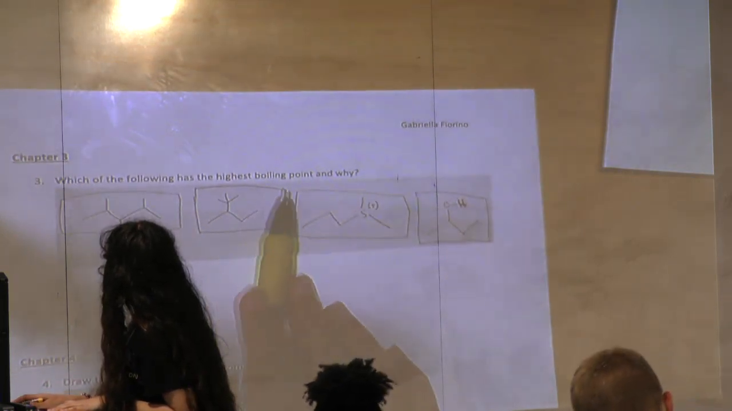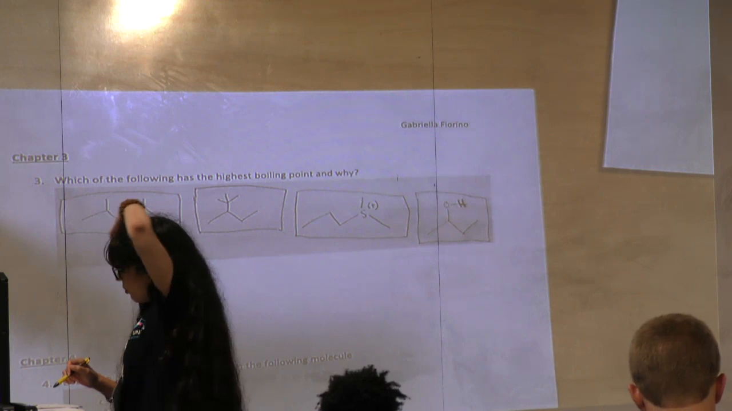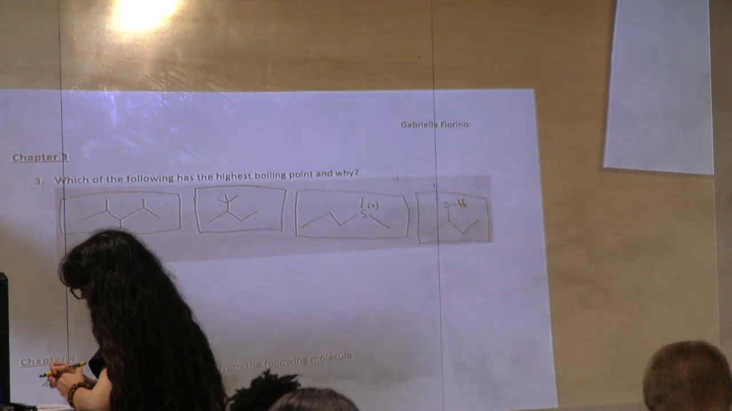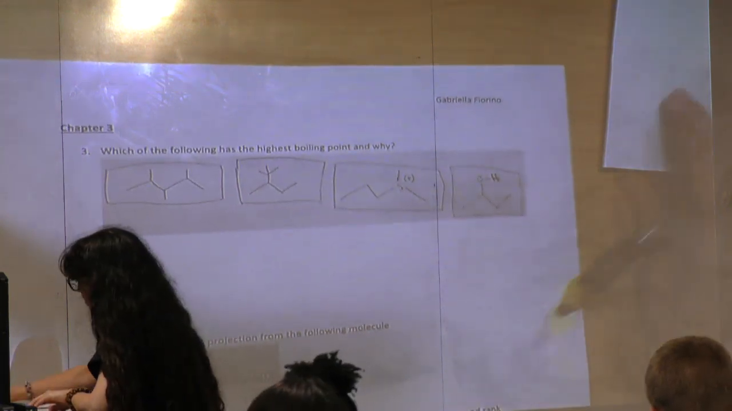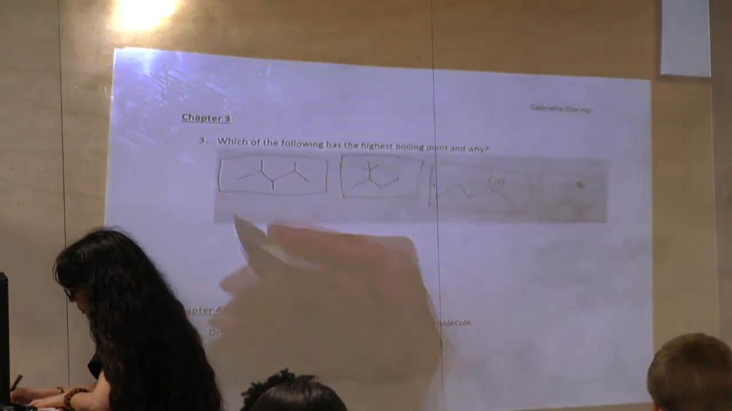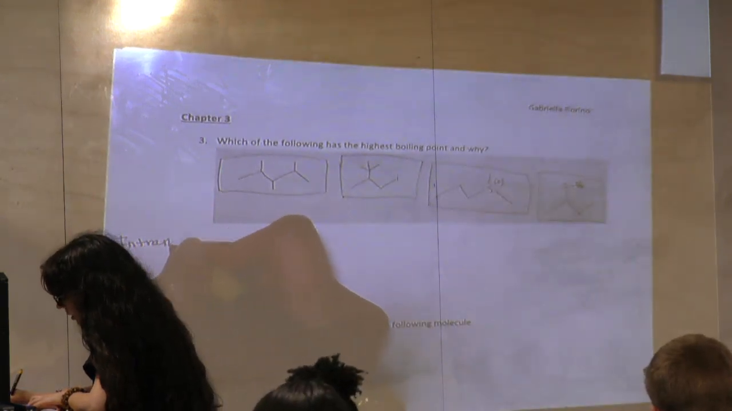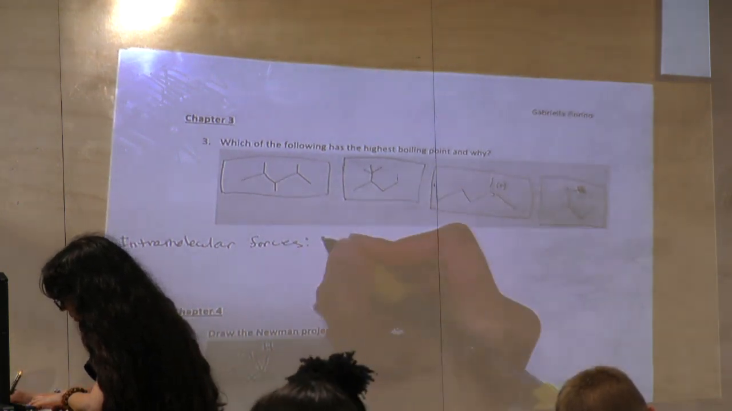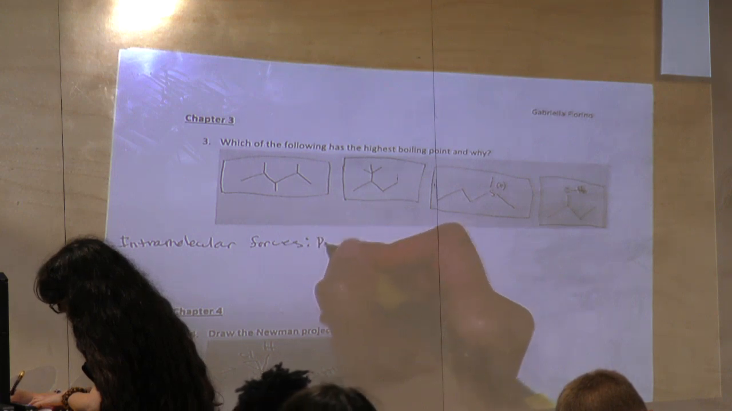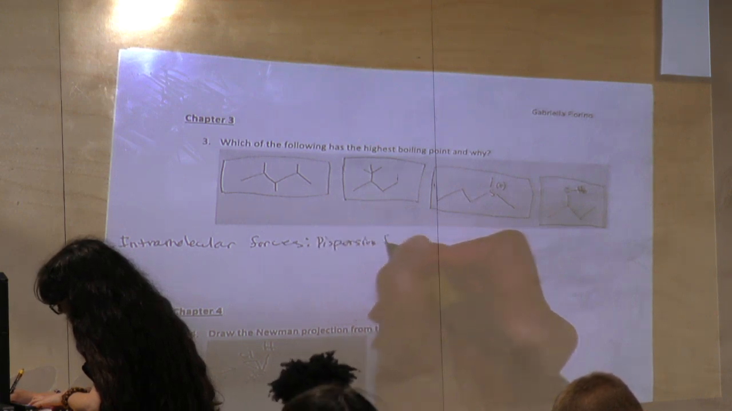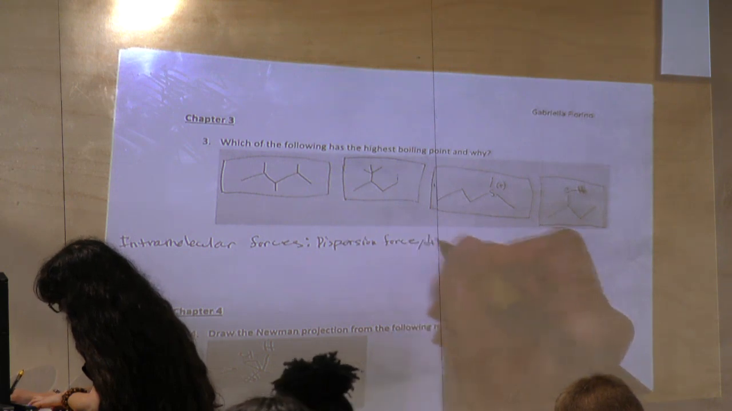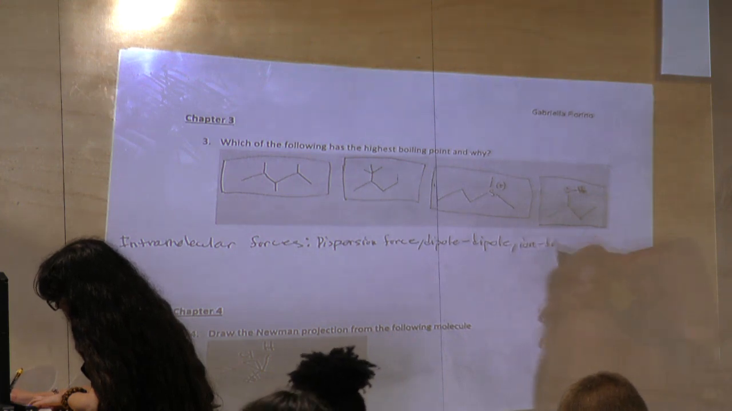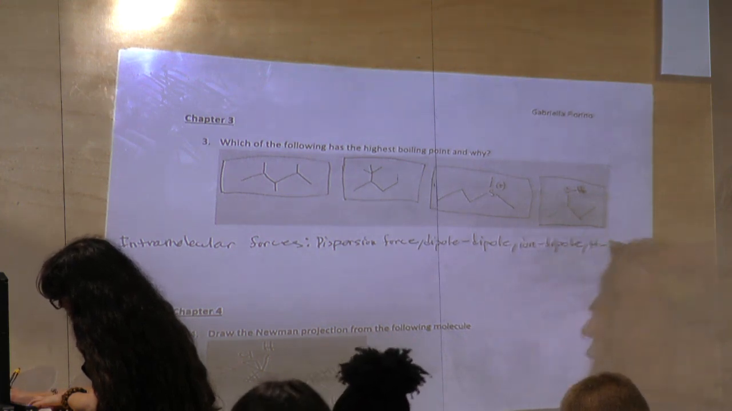Which of the following has highest boiling point and why? So in order for us to answer this question, we have to know some things about boiling point. What causes something to have a high boiling point? And that's going to be our intermolecular forces. Our intermolecular forces are dispersion force, dipole-dipole, ion dipole, and hydrogen bonding.